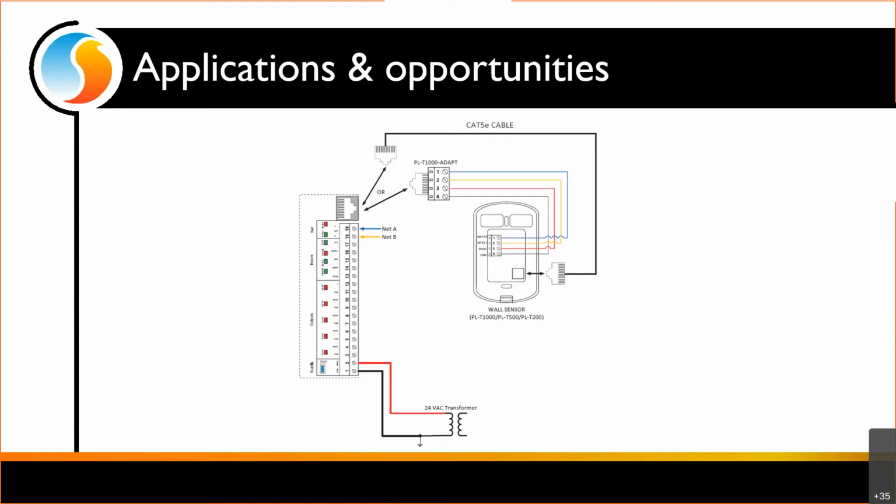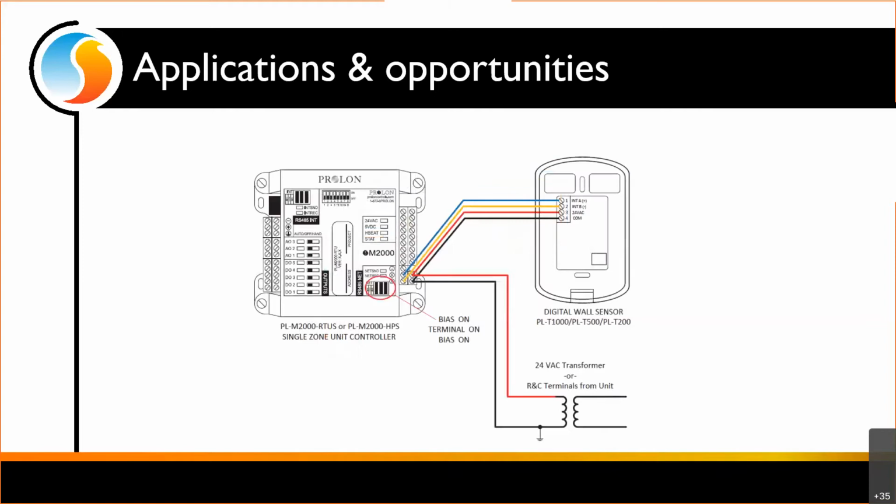Now, when we get onto the M2000, it's a little bit different. Number one, we can't use that Cat5 cable. So in this case, we must go with a 4-conductor cable and simply follow the wiring diagram as we see here.